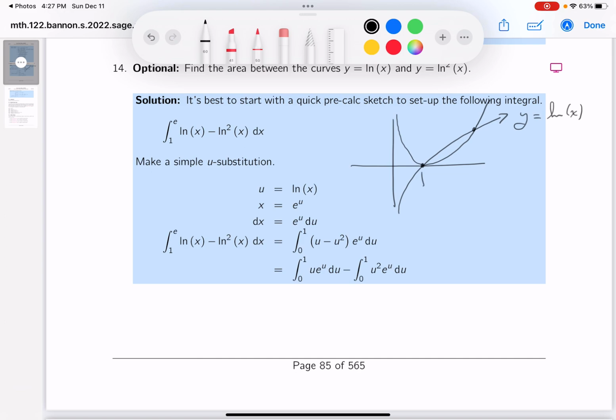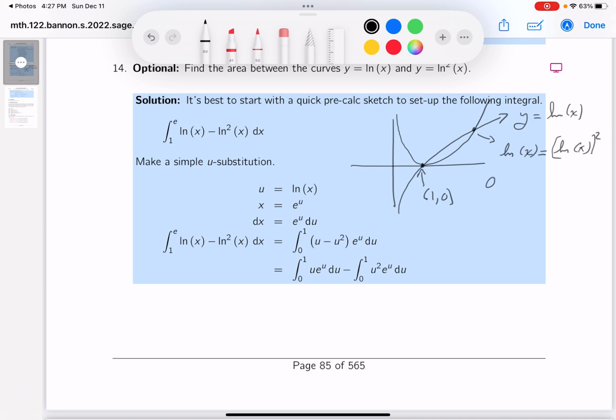So I'm pretty clear about this point of intersection. That point of intersection would occur when the natural log is equal to 0, and that would occur at 1. This one is a little more complicated. Let's write it down. It's when the natural log of x is equal to the natural log of x squared.